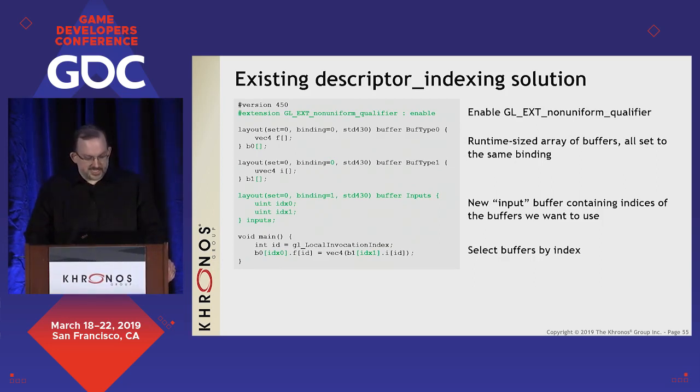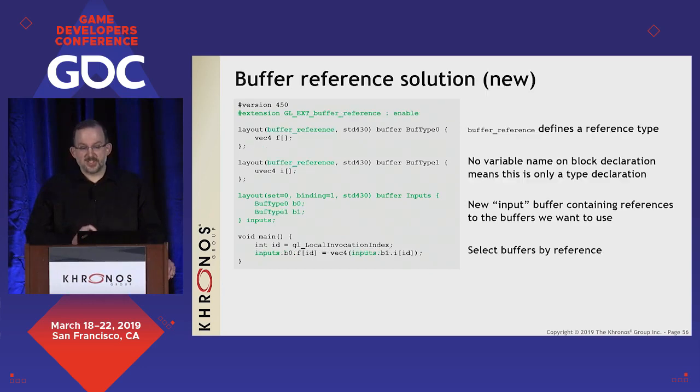Well, with descriptor indexing, there's already sort of a solution to that. So here in this example, the block declarations are actually treated more like type declarations. The B0 and B1 variables, they're both unsized arrays, and they're actually both bound to descriptor binding 0. So they're bound to the same binding, they just interpret the data differently depending on their structure declaration.